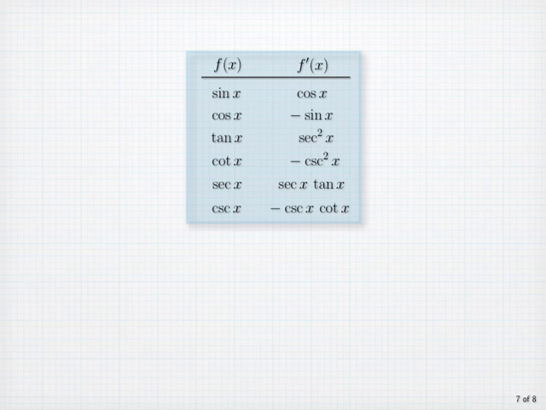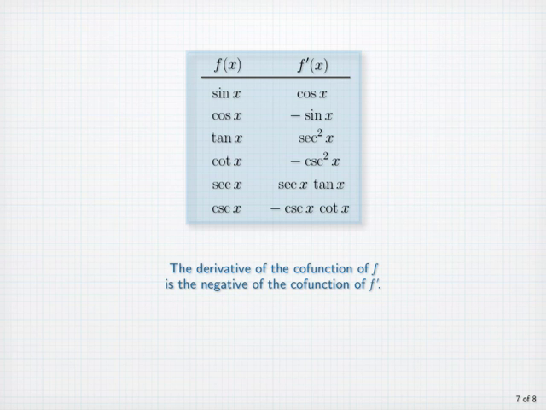Now notice that there's a bit of a pattern here. In fact, if f is any one of these 6 functions, then the derivative of the cofunction of f is the negative of the cofunction of f prime. So if you remember this, you really only need to remember 3 derivatives. For instance, if you know that the derivative of tangent x is secant squared x, then you also know that the derivative of cotangent x is minus cosecant squared x.